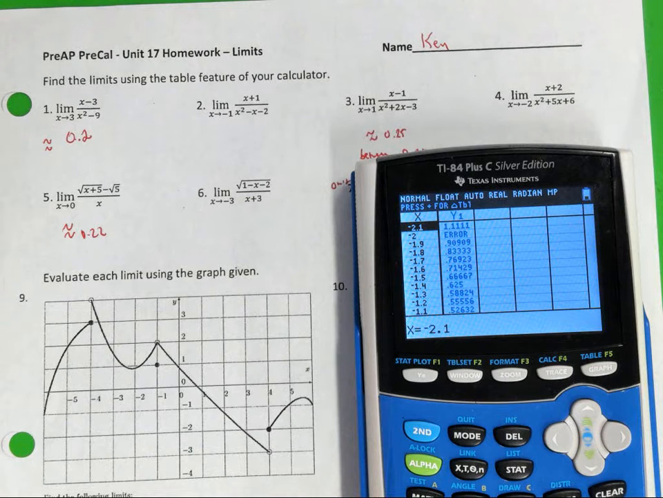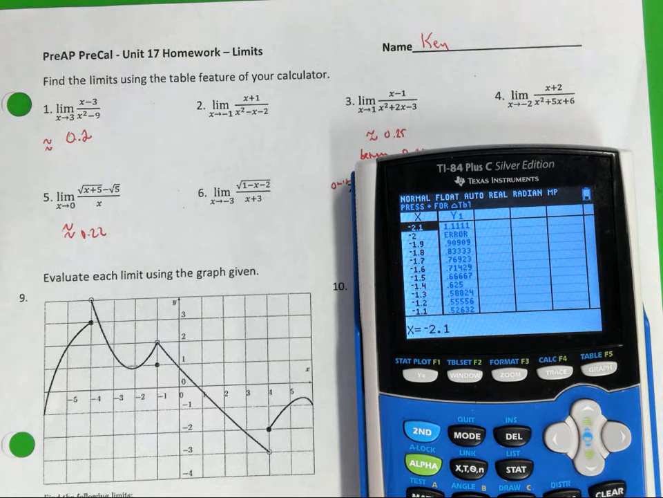There's an error occurring at negative 2. That means there's either a hole or an asymptote there. All right, what would be a value that is approaching? If I was between 0.9 and 1.1, what could you say? 1.1, I would put 1. Now, what do you think is occurring here?